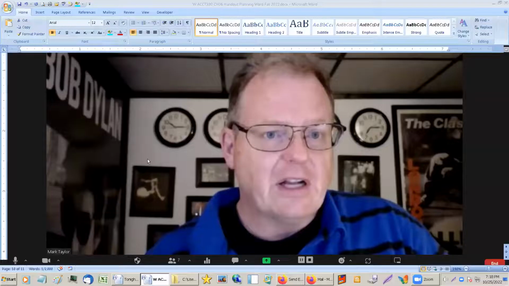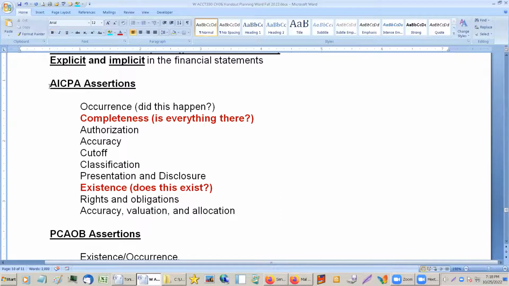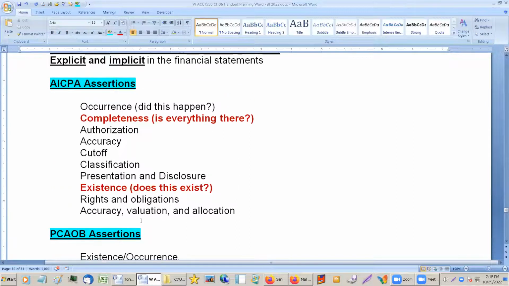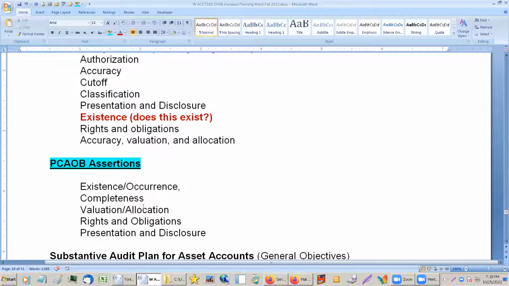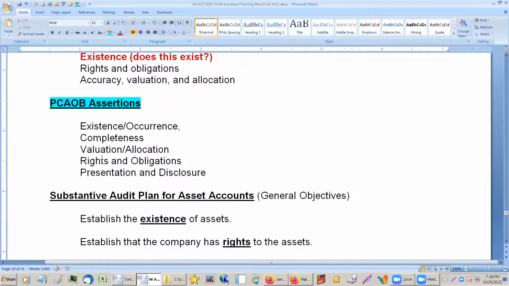Okay. And actually, the second handout we have for this one shows a little bit of a difference between the AICPA assertions and the PCAOB assertions. Not too much. There's a lot of overlap between them. You'll notice that a lot of these same ones show up here and down here. They both have their own, but they're often overlapping.